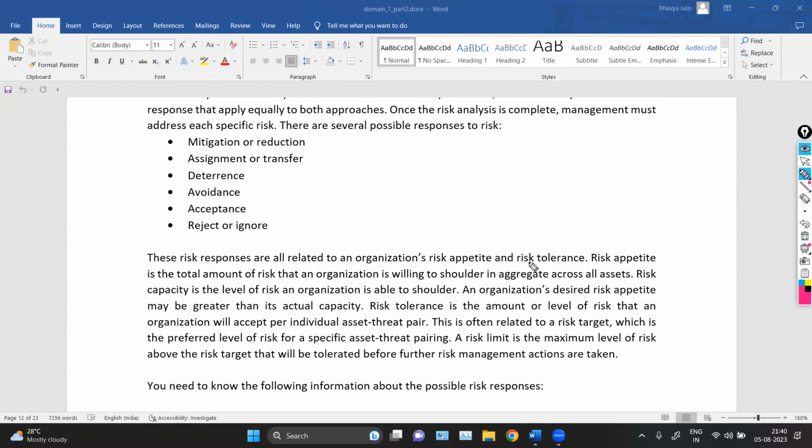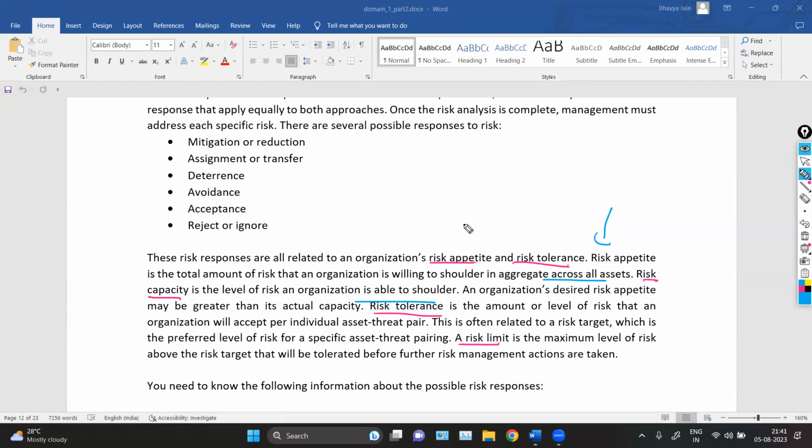Okay, so first we have risk tolerance and risk appetite. Then we have risk limit, and risk capacity. Risk appetite is the total amount of risk that an organization is willing to shoulder in aggregate across all assets. It means the risk appetite is the risk which the organization can bear. Then risk capacity is the level of risk an organization is able to shoulder.